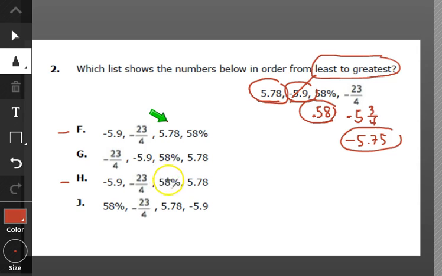We've got 5.78 or our 58%. So let's remember, our 0.58 is definitely less than our 5.78. Okay? So I am going to pick H here. Okay? So from least to greatest, the answer is H.